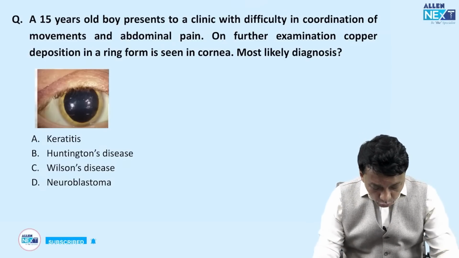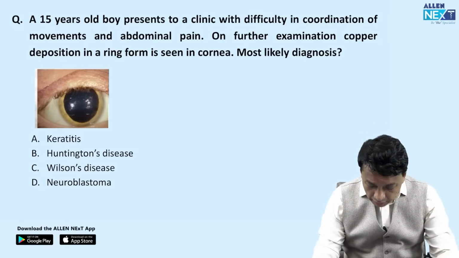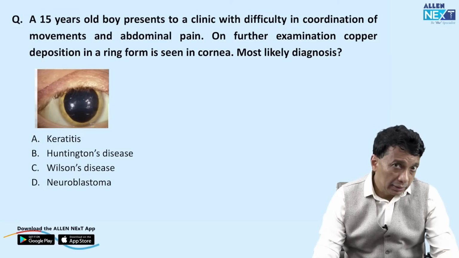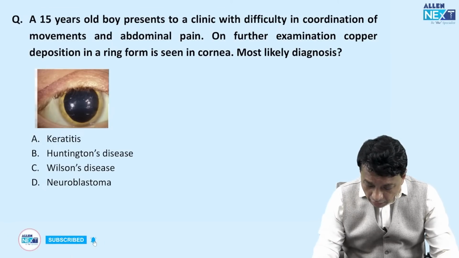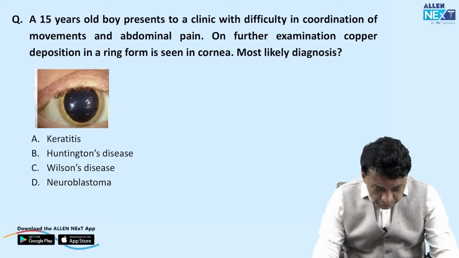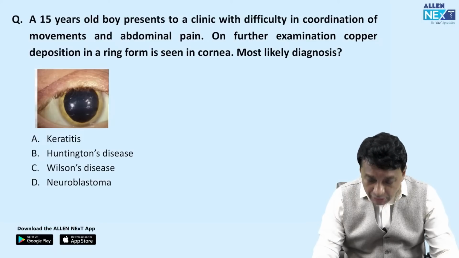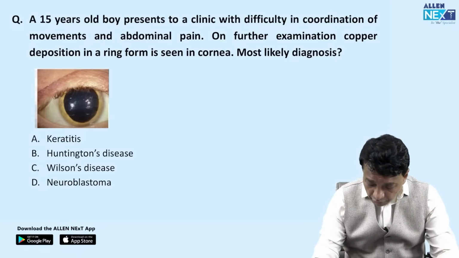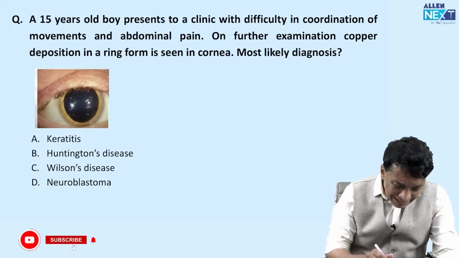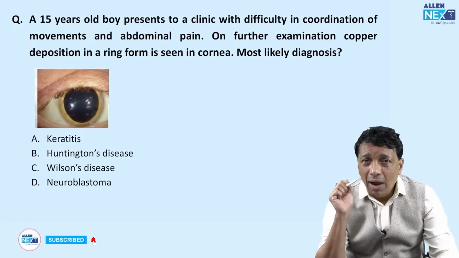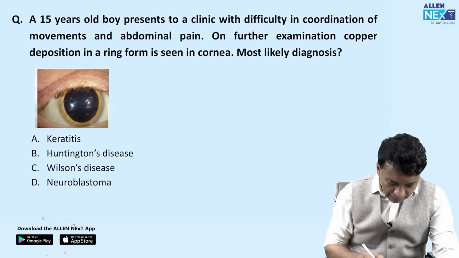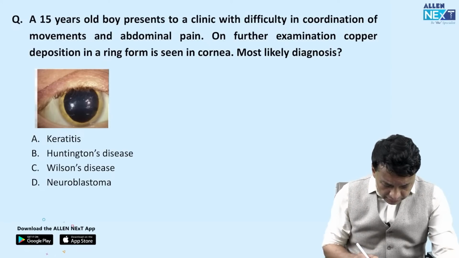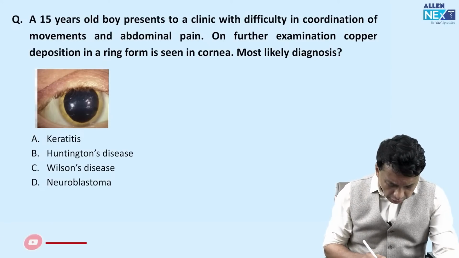It says a 15-year-old boy presents to a clinic with difficulty in coordination of movements and abdominal pain. On further examination, copper deposition in a ring forms in the cornea. Most likely diagnosis? This should not be too difficult for you. Remember, copper deposits in a ring around the cornea combined with incoordination of movements leads to only one diagnosis, and that is keratitis, Huntington's disease, Wilson's disease, or neuroblastoma.